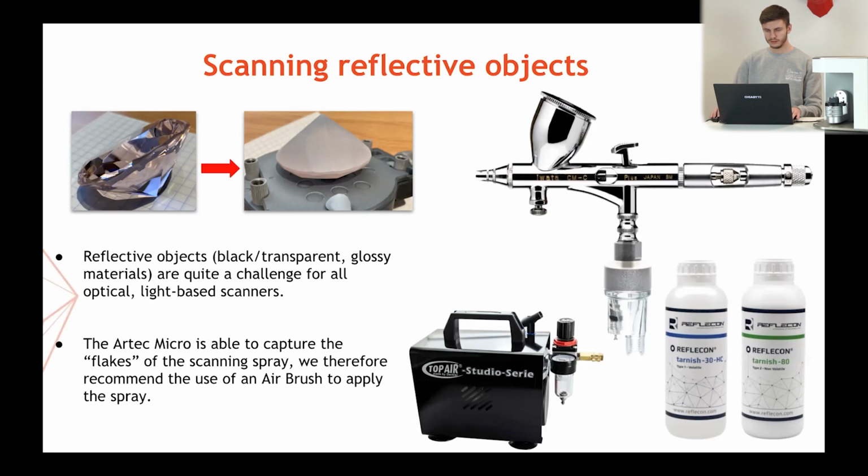Here on the right on this slide, you can see a picture of the airbrush system that we use in-house. It is a top air compressor with an Iwata airbrush. And the scanning sprays available for these airbrush systems, they come in the two usual types. There's the magically disappearing and the wipe-off variety. And here in the bottom right, we have some examples of the brand of spray that we, once again, use in-house.